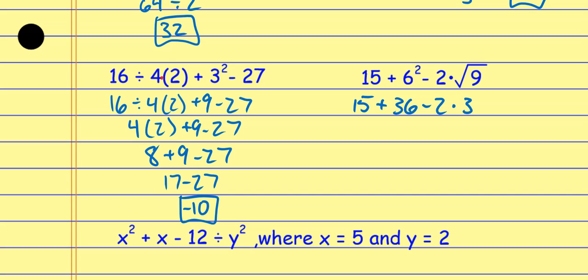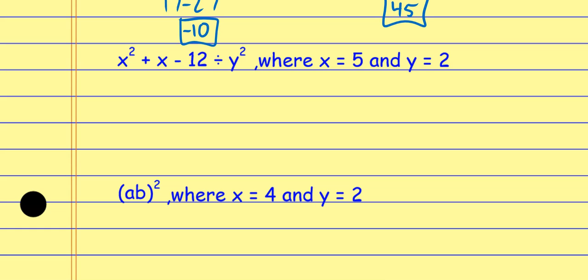And now I have to look at this. I have addition, subtraction, multiplication. I do the multiplication next. Now addition and subtraction are tied, so I go left to right. The addition comes first when I'm going left to right, so that's a 51. Or sorry, a 51. And now I do the subtraction. I get a 45. Okay?